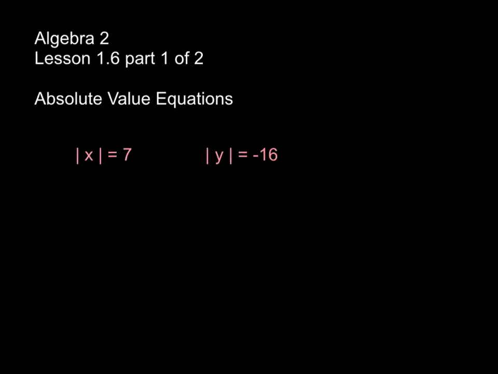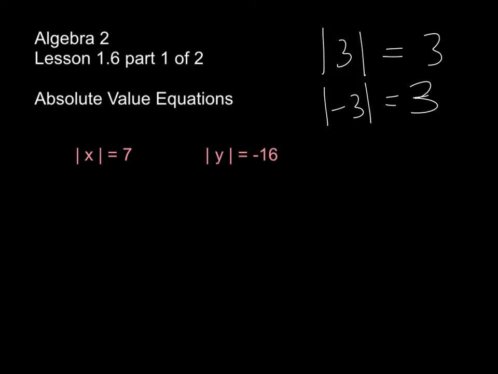The absolute value asks us how far the number is from 0 on a number line. So if we were to take the absolute value of 3, we would know that it's 3 units from 0. And the same thing is true of -3. It is also 3 units from 0.